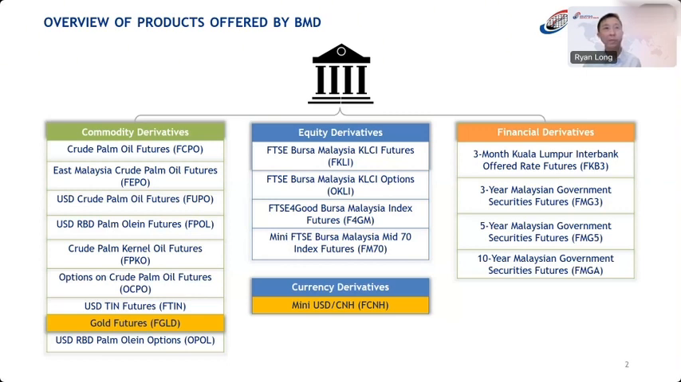Last year, we relaunched our gold futures contract. We call it FGLD. Why was it a relaunch? Because we used to have a gold contract previously. It was quoted in Ringgit Malaysia per gram. We redesigned the contract and relaunched it last year. So now this gold futures contract is quoted in US dollar per troy ounce, and it is based on the London gold price. So the settlement is based on LBMA.